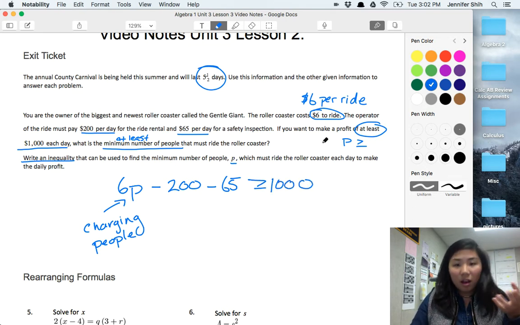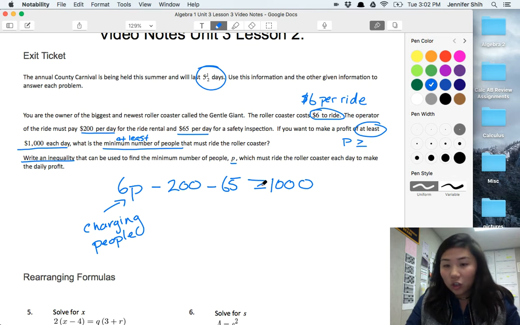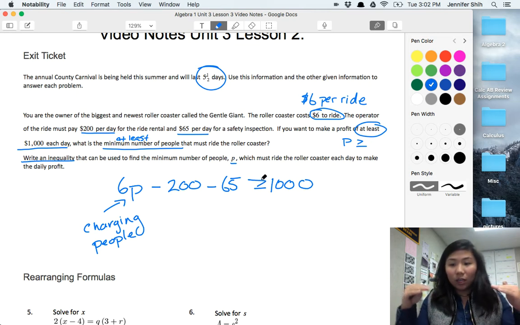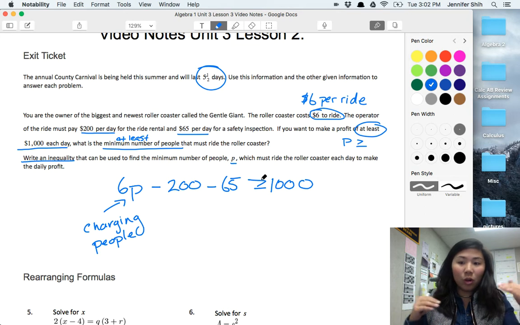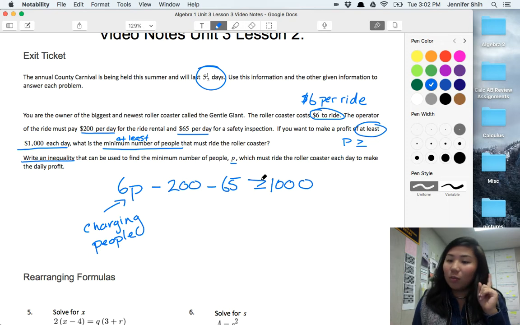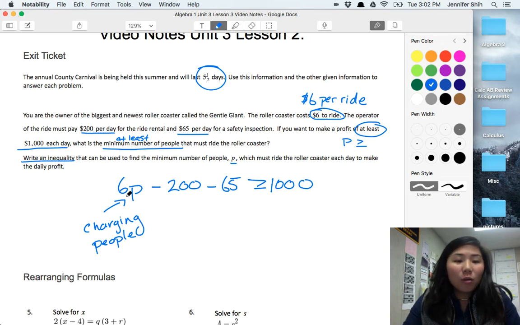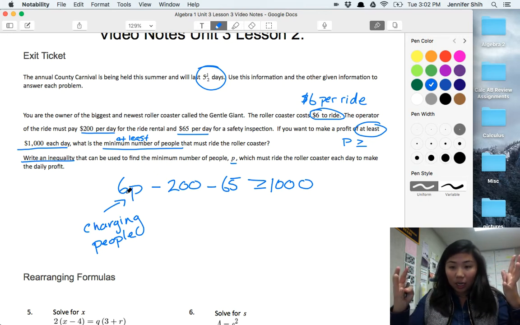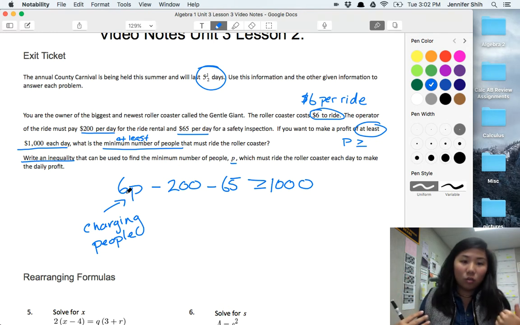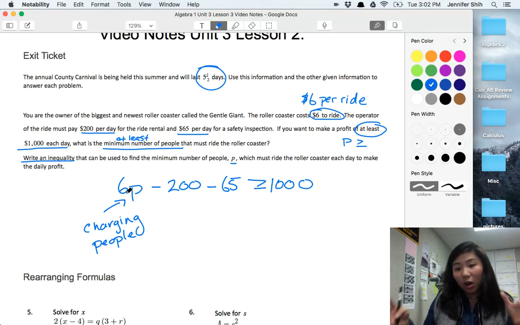And if you're wondering why it's 1,000, it's because in the problem, they don't want you to just make a profit. They don't want you to break even so you earn $0. You need to make at least $1,000 a day in order to be at that carnival and to be a successful business person. So how we're going to do this is I made an inequality here. Again, 6p is the amount of money coming in to our roller coaster. We have to take away things like the $200 for the rental and the $65 for the safety inspection, and all of that altogether has to be greater than or equal to 1,000.